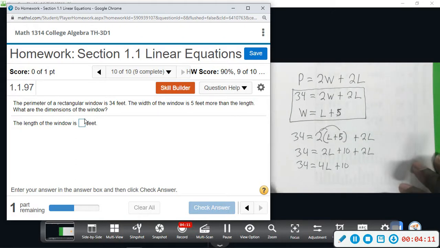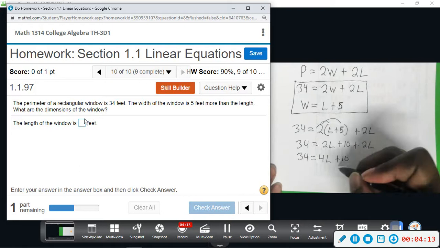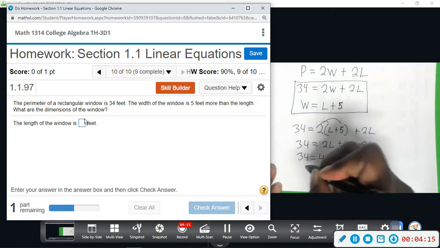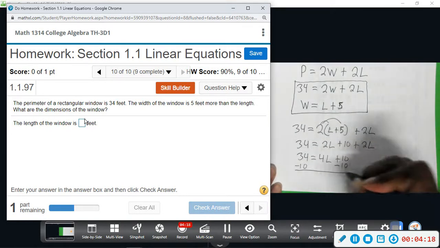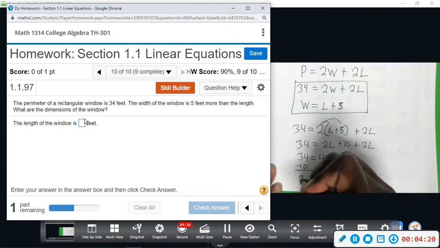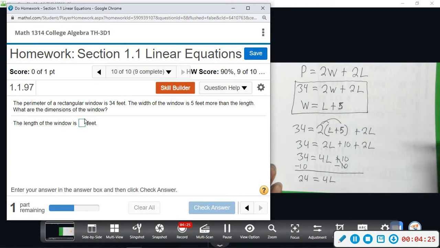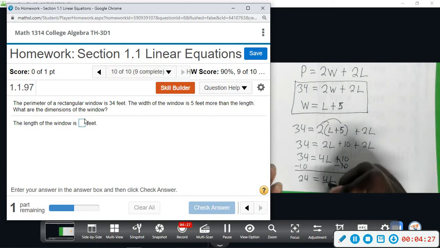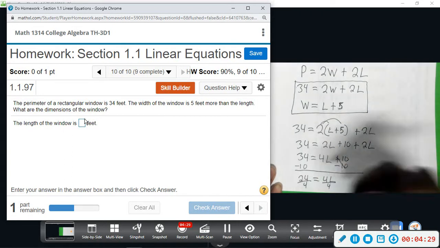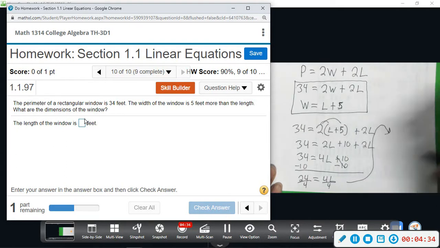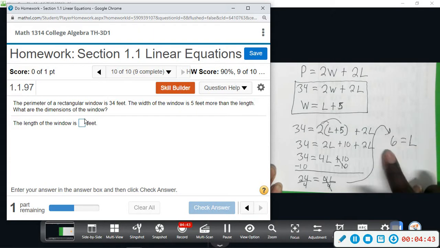Alright, now we can start to solve. Working backwards, we're going to subtract 10 from both sides. That gives us 24 equals 4L. And then we're going to divide by 4. This will yield 24 divided by 4 is 6, and 4 divided by 4 is 1. So we just get that the length is 6.